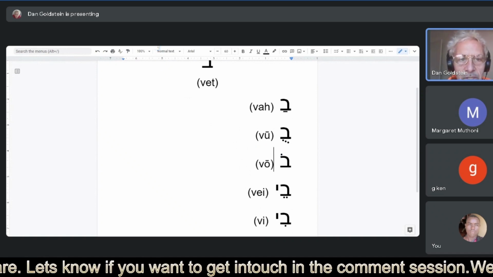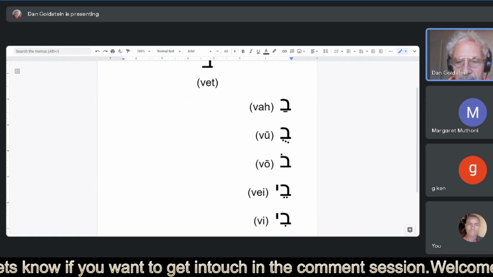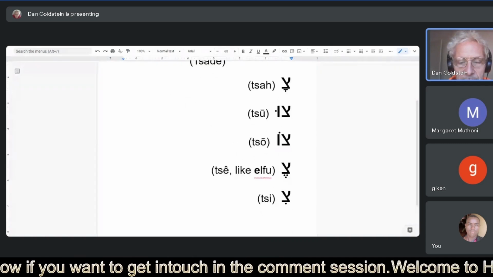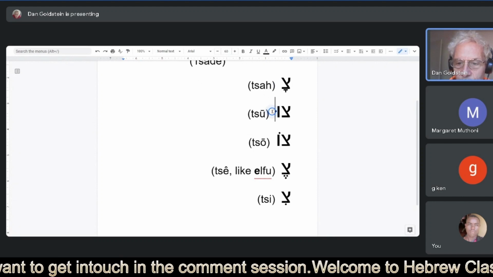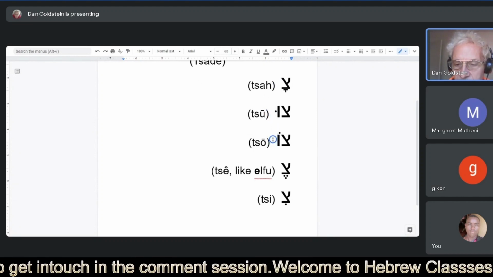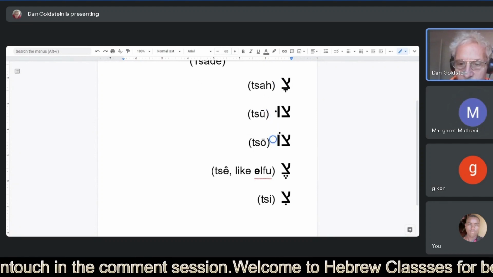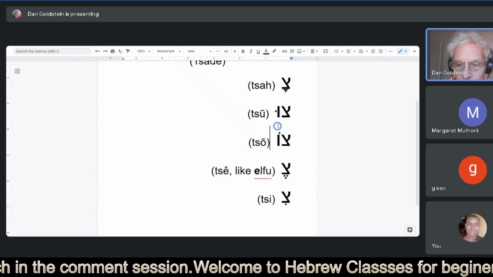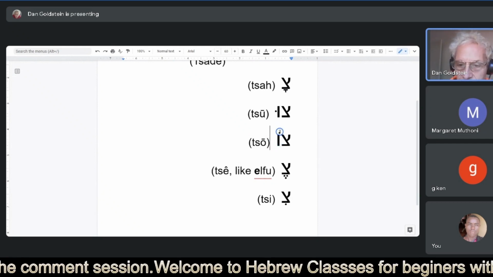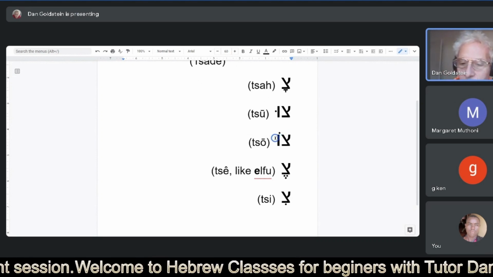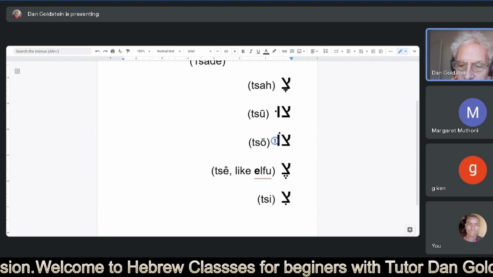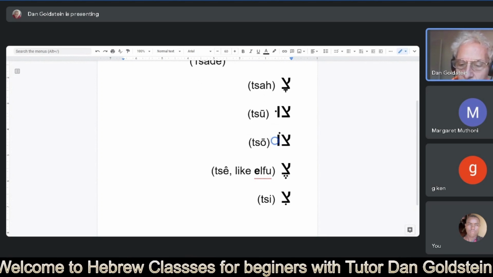And similarly, even if we look at the tzadi, we have tsa, tsu, and what's this one? Well done. So when the vav has a dot on top, it's transformed. It's no longer a vav. It's become the vowel O, the sound O.